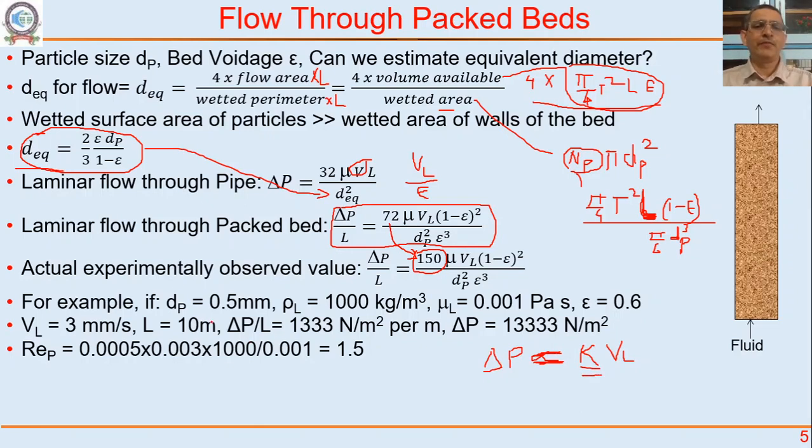Let's just take a quick example. If particle diameter is 0.5 millimeters, rho L is 1000 kg per meter cube, mu L is 0.001, epsilon is 0.6. Put that here. VL is 3 millimeters per second, L is 10 meters. Calculate delta P. Delta P would be 1333 Newton per meter square per meter, or delta P would be 13,333 Newton per meter square. How do you know laminar is valid? Calculate Reynolds number. Reynolds number is 1.5. So almost valid. So it is very small. Okay.